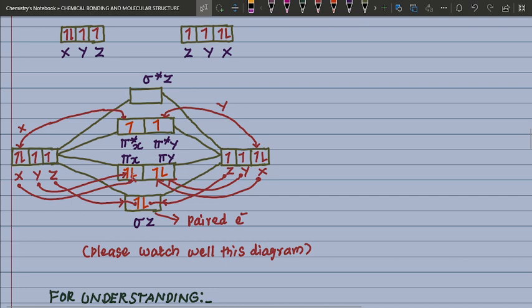Next, this electron, say x, this is the x electron. Next, this electron, this is the y electron. See carefully. Next, the z electron, this is the z electron, this is the z. Please, if you have any confusion, see the diagram well. Please don't skip. Please watch this diagram well. Don't get confused. Just think for yourself and watch again.